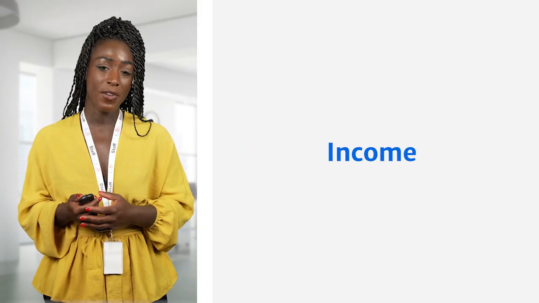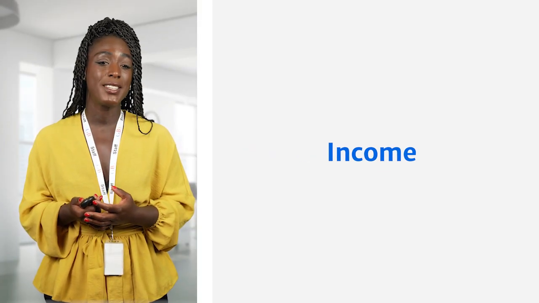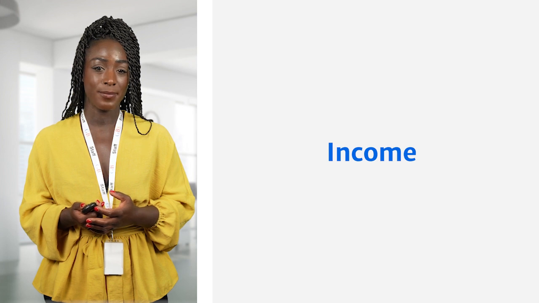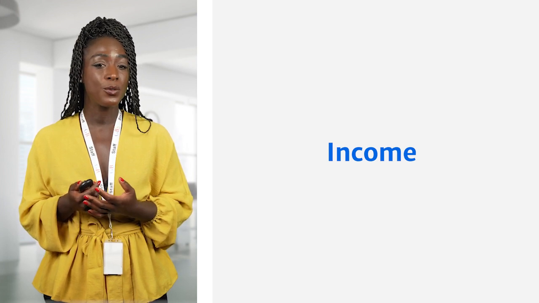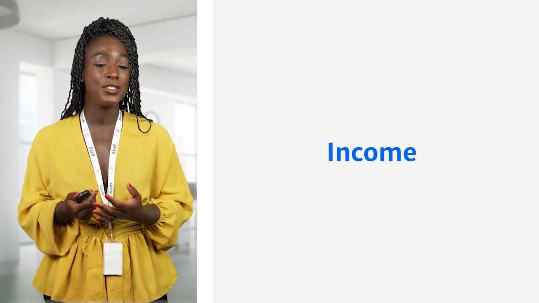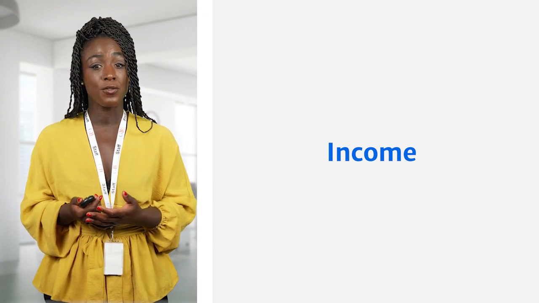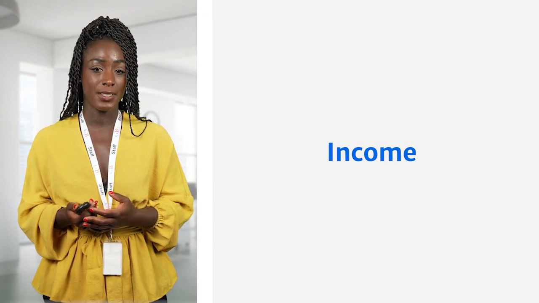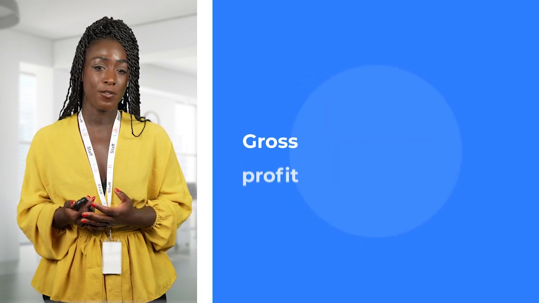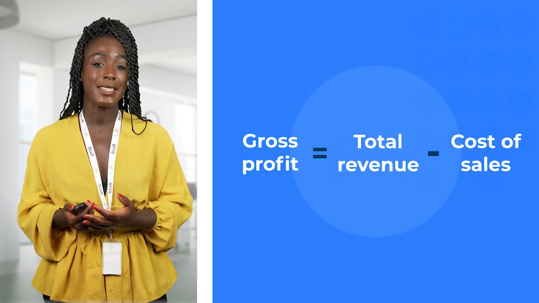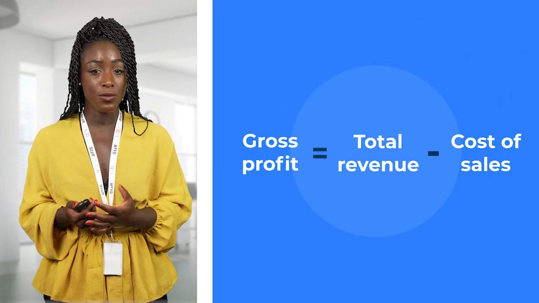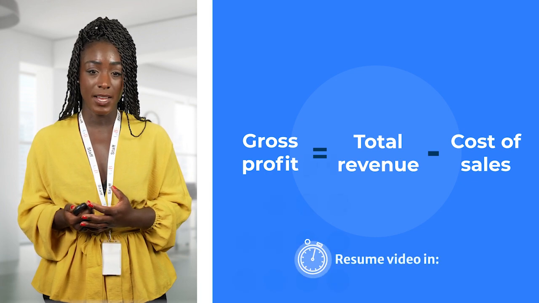Now we have looked at both revenue and cost, we can move on to the next concept, income. Income, also called profit, is calculated in two distinct ways, either as gross profit or as net profit. Let us first look at gross profit. Gross profit is calculated by taking the total revenue and deducting the cost of sales.